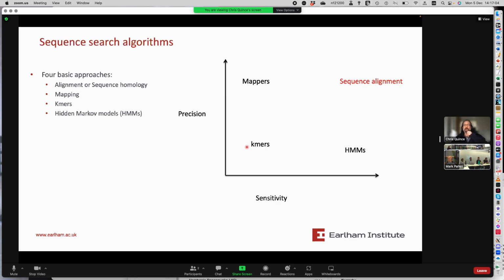Now, a much faster method is based on just using k-mers. Now, k-mers, and I'll talk about these in a bit. I guess you've done k-mers, right? Surely. No.